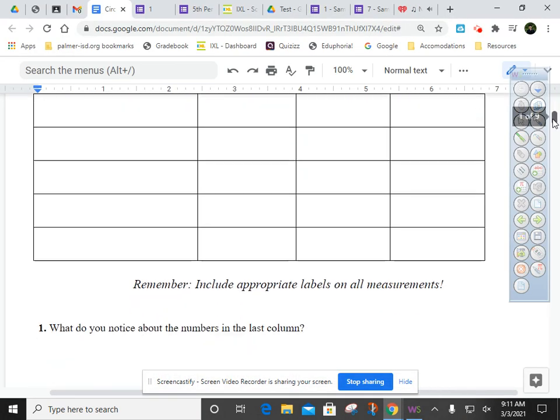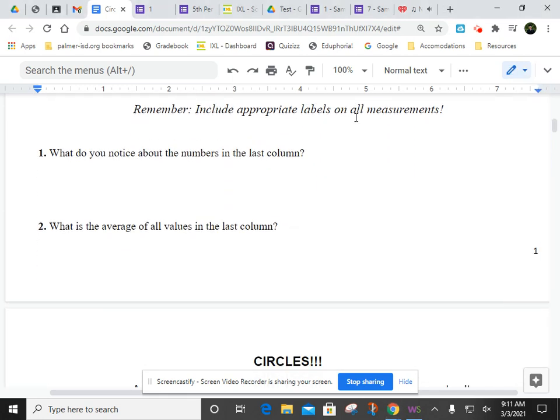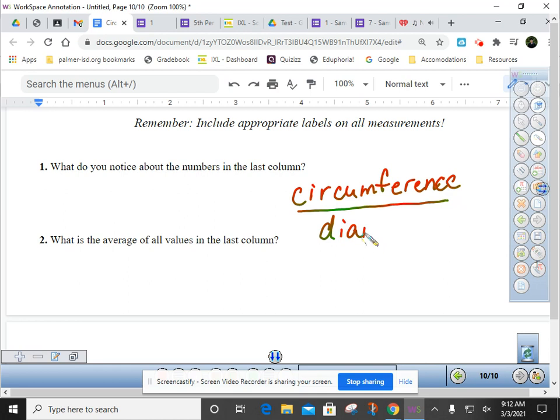I want you to go down to the bottom. And I want you to write this. Circumference. Write all that. Divided by diameter equals pi. You do not have to be the best pi writer in the world.